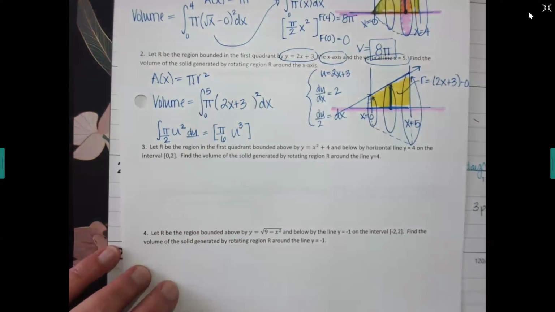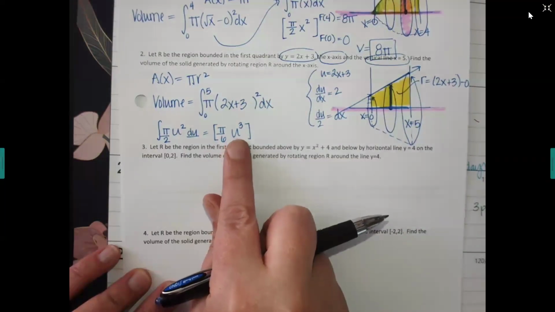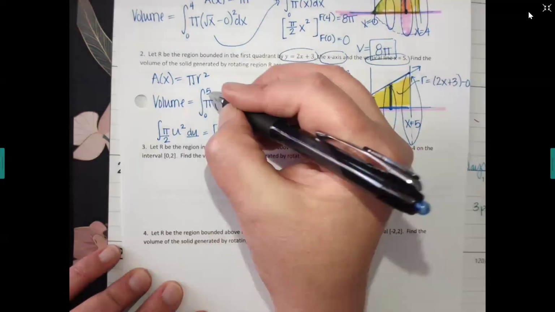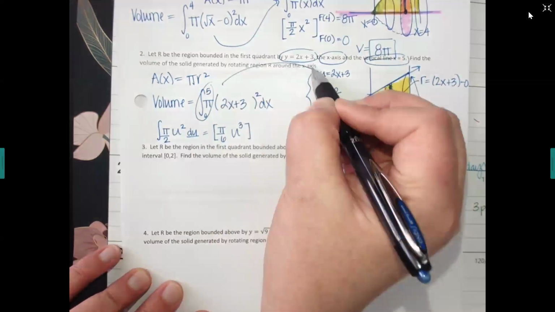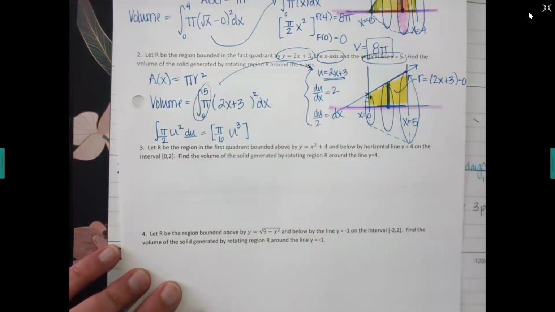Remember, no need for a plus c because we have endpoints. Can I plug in my 0 and my 5? Not if I want to leave this a u, right? If I want to leave this a u, I have to take those endpoints, plug them into my u, and change them to whatever the outcome is.